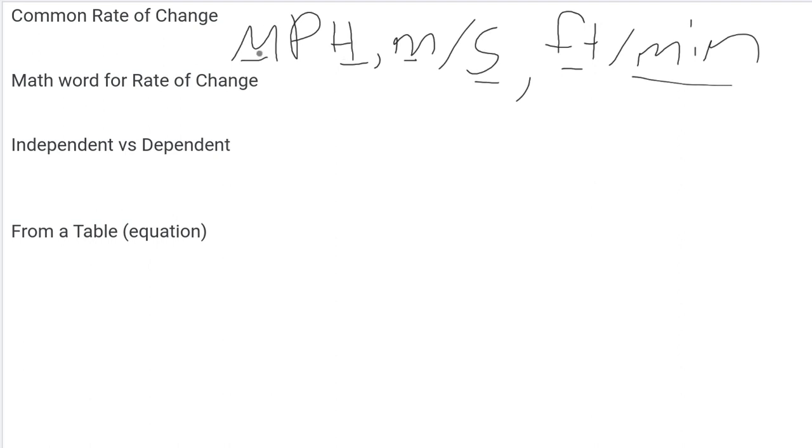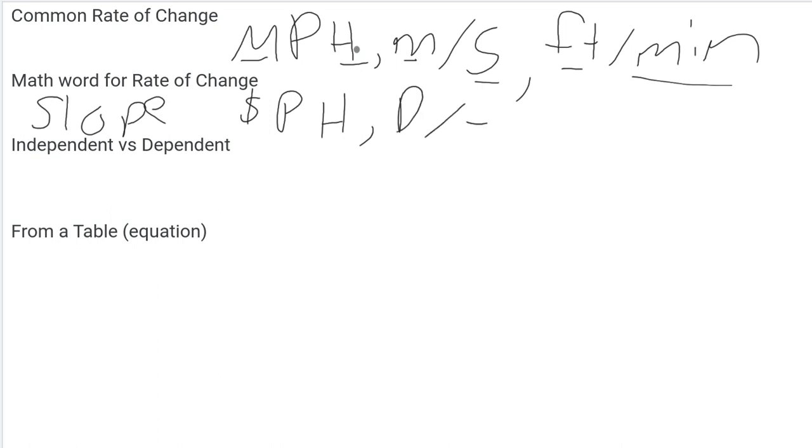Then we have our math words for rate of change. And the math word for it is called slope. Slope is just the measure of two things compared to each other. So an example of slope is money per hours I work. Another example might be distance over time, stuff like that.